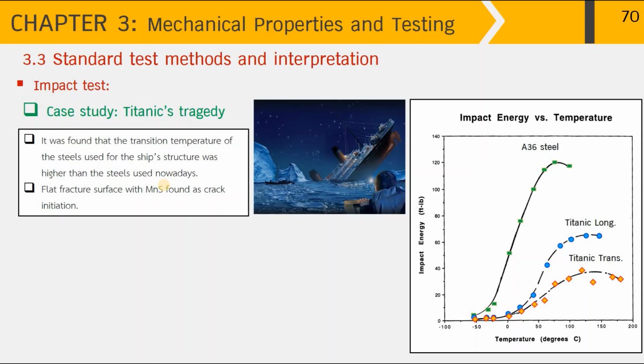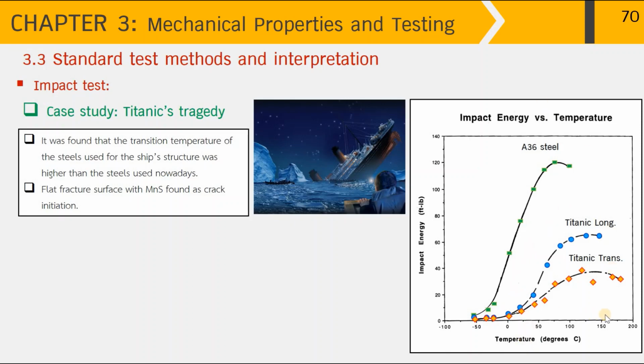And that is because the technology for iron and steel making has made the steels that we use nowadays cleaner, stronger, and tougher. From the picture on your right hand side here, there are 3 different ductile to brittle transition temperature curves.